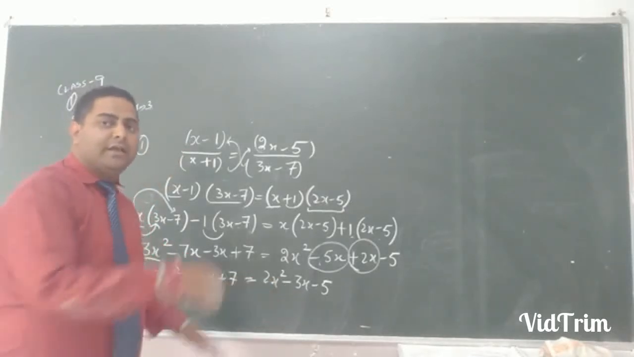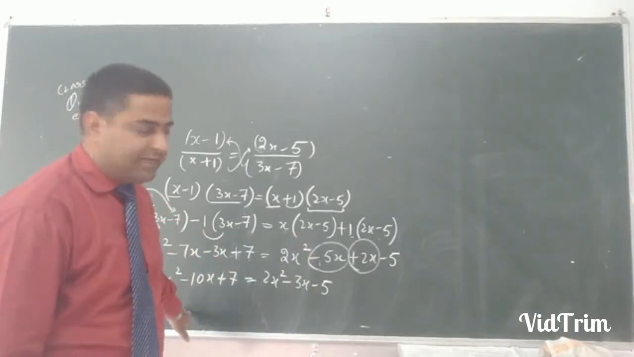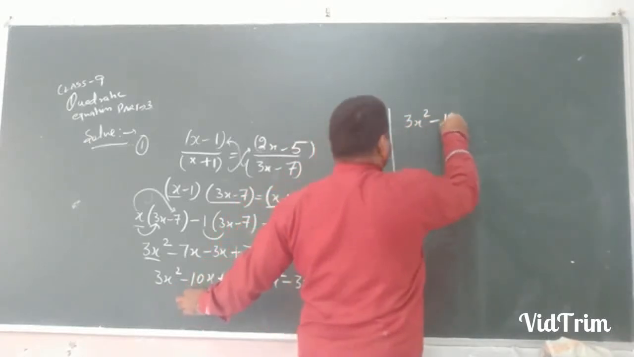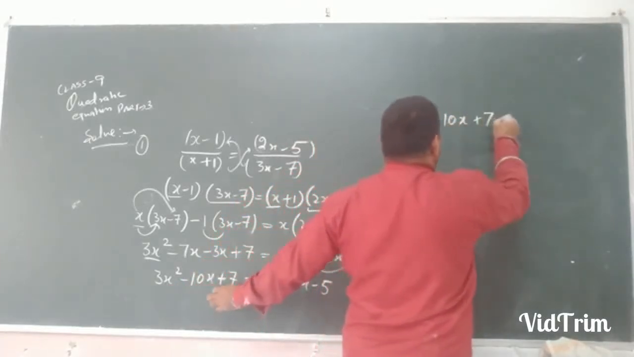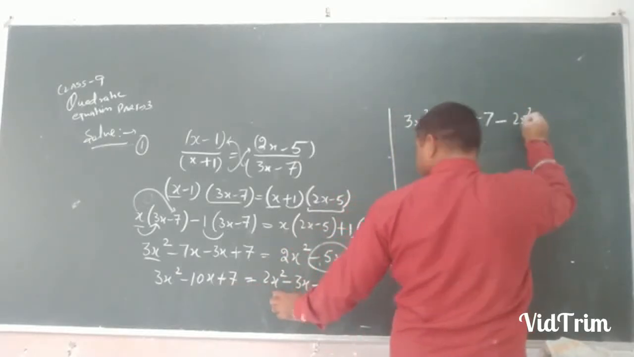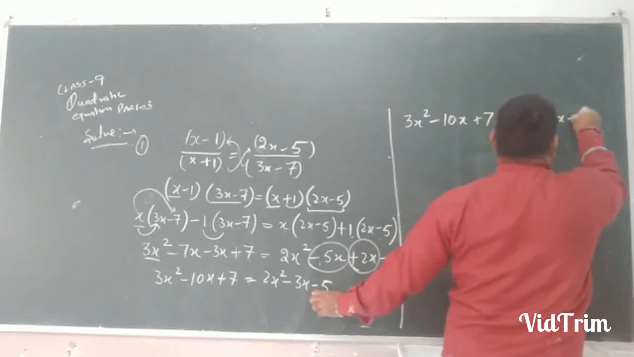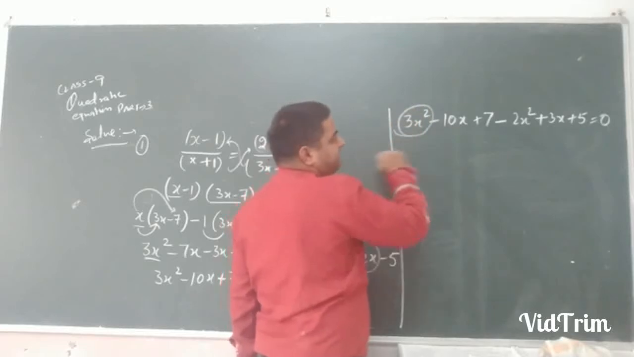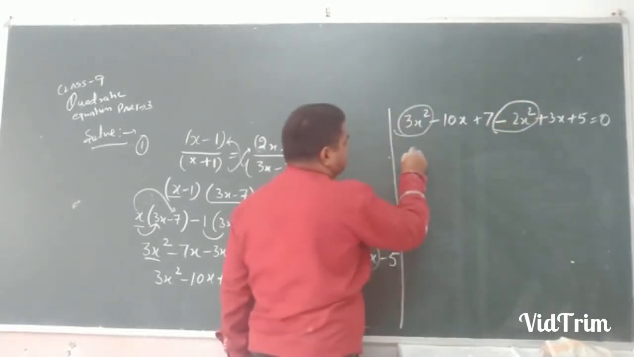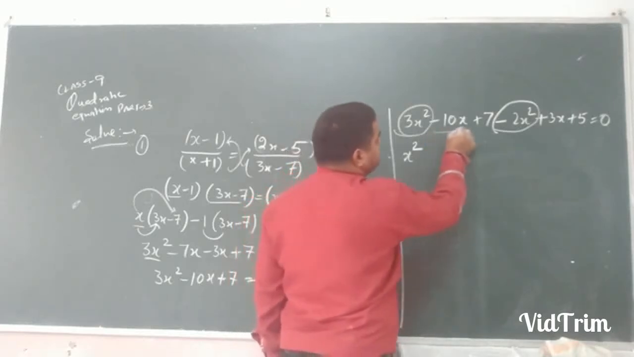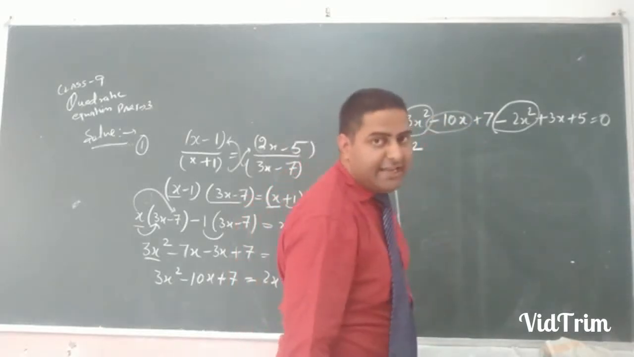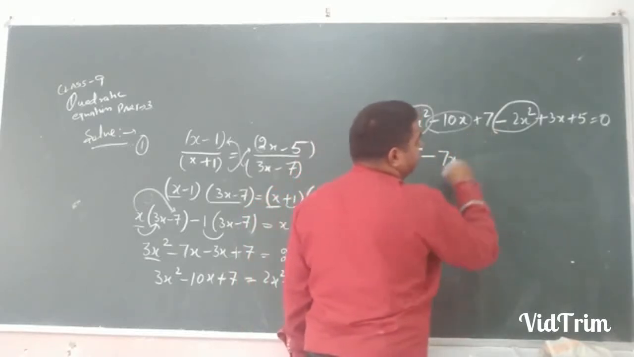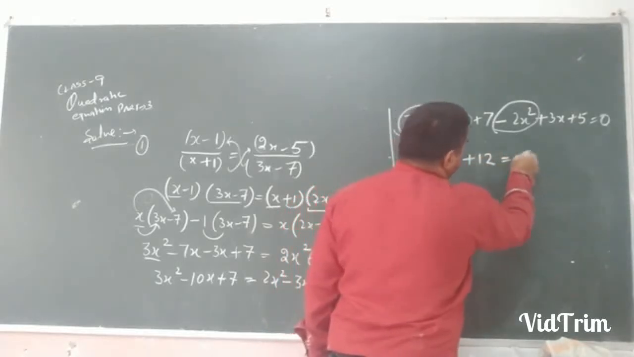Now take these two numbers this side. All the numbers on the right hand side should be taken on the left hand side. So what do we get now? 3x square minus 10x plus 7 minus 2x square plus 3x plus 5 equals to 0. Now 3x square minus 2x square is x square, minus 10x plus 3x is minus 7x, and plus 7 plus 5 is plus 12, equal to 0.